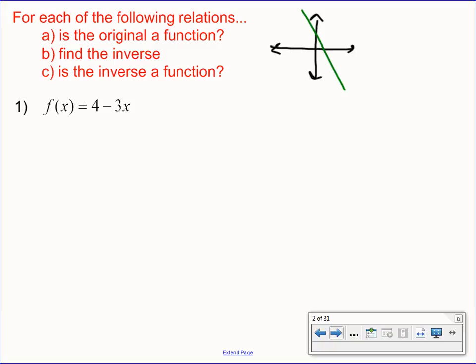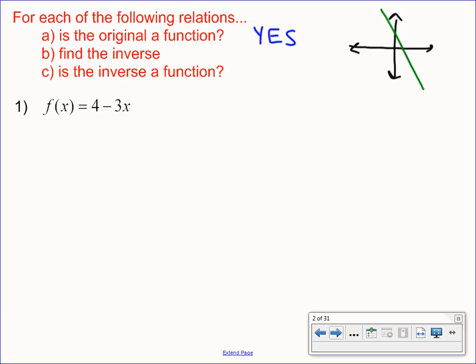Does this original relation pass the vertical line test, Braden? Yes. Is it a function? So yes, absolutely. Our original is a function. It passes the vertical line test. Each input will produce exactly one output. So yes.